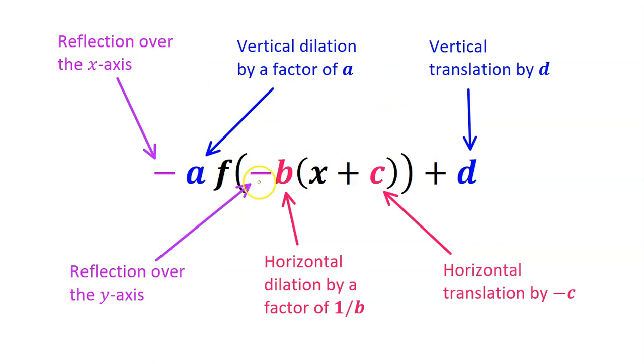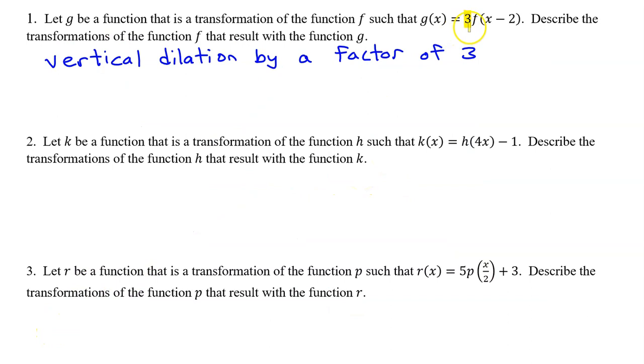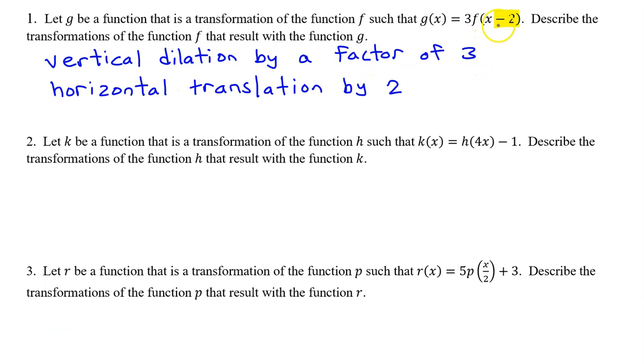A negative sign on the inside of a function, like right here, is a reflection over the y-axis. This is sort of a horizontal reflection. So it goes along with the fact that all of the horizontal transformations result from changes on the inside of the function. This 3 in the front is a vertical dilation by a factor of 3. The minus 2 on the inside is a horizontal translation by positive 2. Notice that the horizontal transformation is the opposite sign.